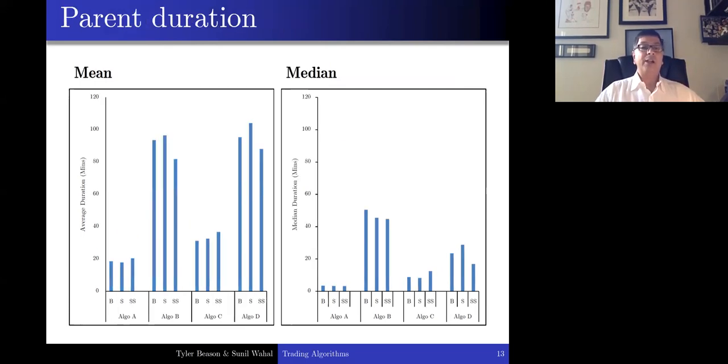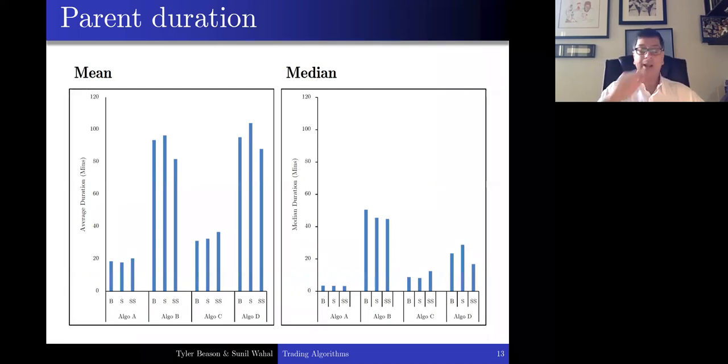The duration: how long do these parent orders sit around for? Again, there's variation across the algos. You'll see anywhere from 20 minutes here, this is the average, to about 100 minutes here. So they are persistent in the market. They are trying to trade. The medians are obviously smaller because there's a lot of skew here, but the inter-algo variation that you see is very much there, and it's systematic.